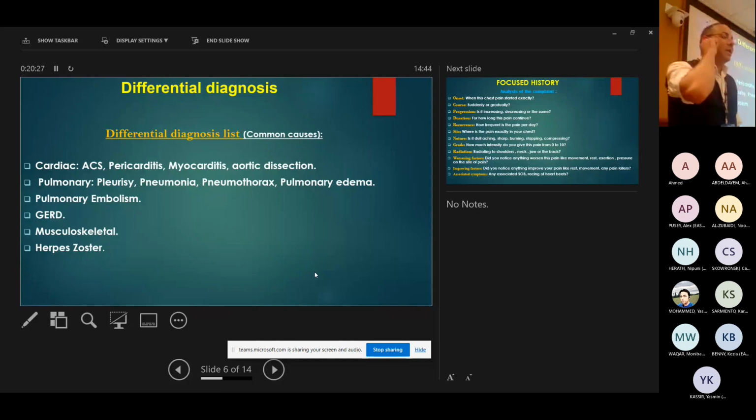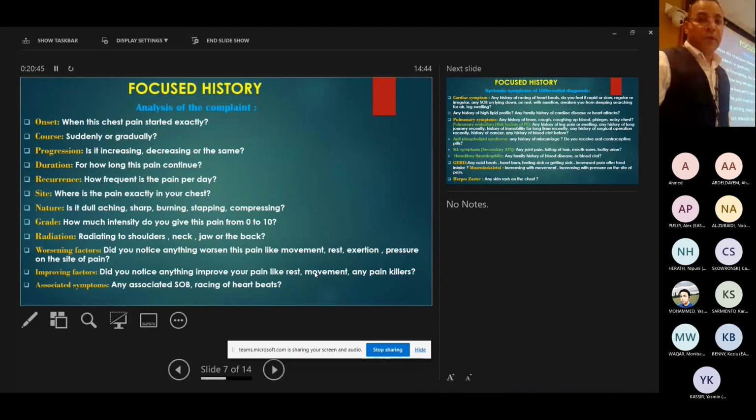In the exam, actually, the most common cases are PE, ACS, and aortic dissection. They never bring GERD as the first differential of chest pain in the exam. Never do they bring it as a musculoskeletal cause at the top of the differential diagnosis.